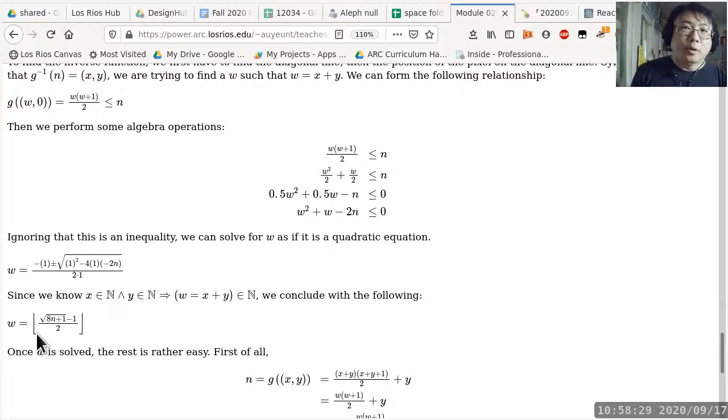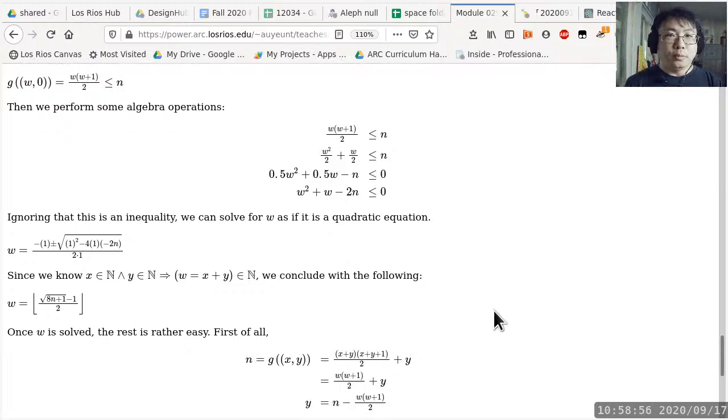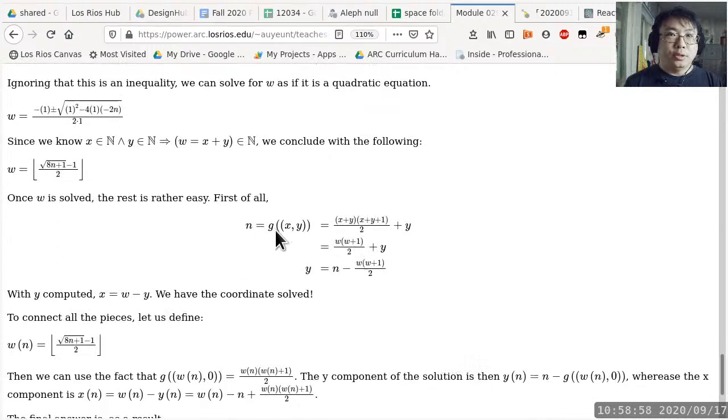So that's why we focus on the positive root of w of this quadratic equation, and we want to take a floor of that too. Because this is a positive root to begin with, taking the floor is basically truncating and getting rid of everything after the decimal point. So now we can solve w. So w is done. Once we solve for w, what else do we do? So now we look into n. Okay, n is given to us.